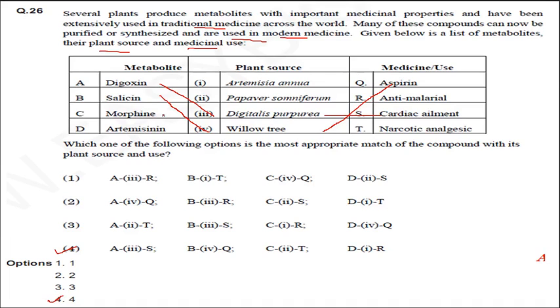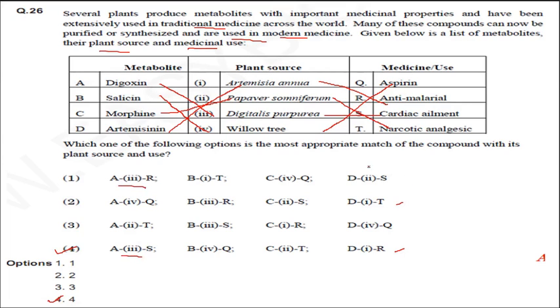Next is morphine. Morphine is produced from Papaver somniferum, and this is used as a narcotic. Next is artemisinin. Artemisinin is produced from Artemisia annua, and its role is anti-malarial. Even if you can match these two, I'll tell you the simplest way to solve this. Artemisinin, you know that D will always be 1, so this and this can be true. Digoxin, as the name says, will be from Digitalis purpurea, so A will be 3, so A3 is present here and here.